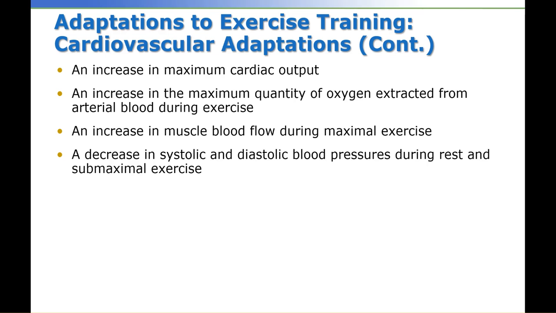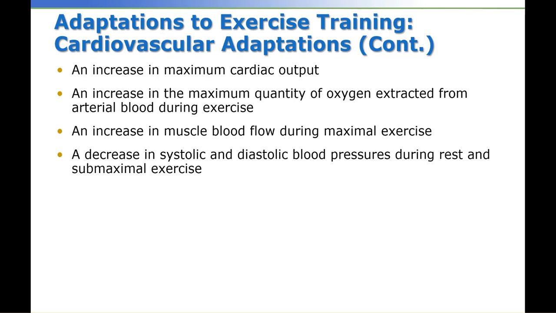Adaptations to exercise training, cardiovascular adaptations. You have an increase in max cardiac output. Cardiac output, remember, is equal to stroke volume times heart rate. An increase in the max quantity of oxygen extracted from arterial blood during exercise. So with this arterial blood, you're able to get more oxygen out of that blood because you're trained. You've become aerobically trained. An increase in muscle blood flow during max exercise.